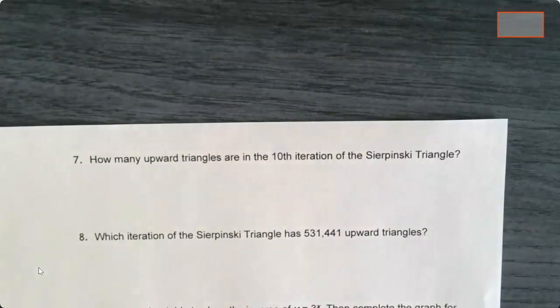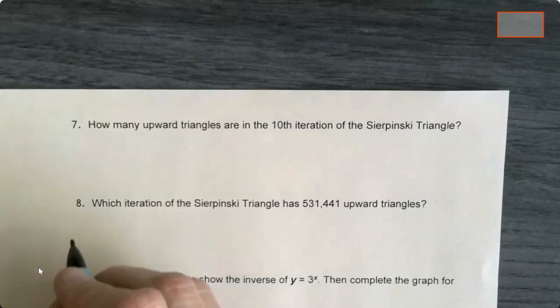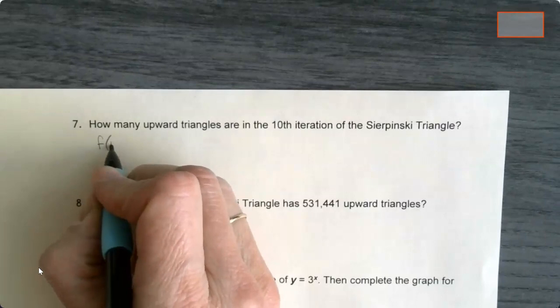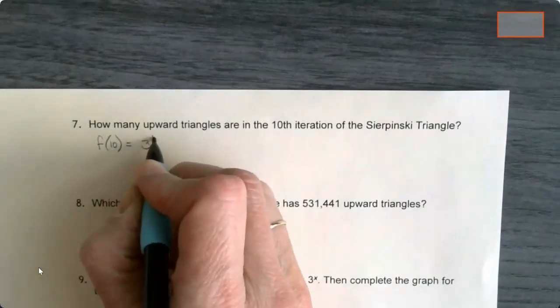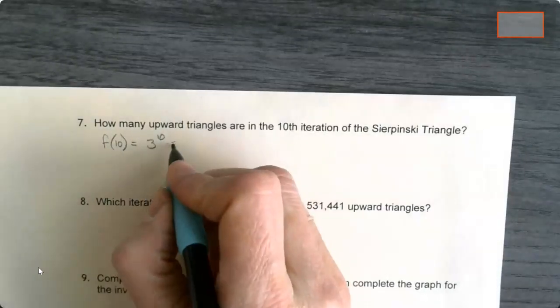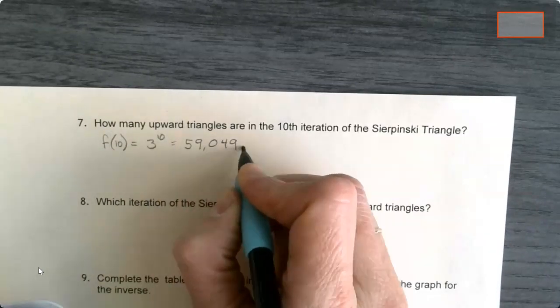Number 7 says, how many upward triangles are in the 10th iteration of the Sierpinski triangle? We could continue the pattern of the table, or we can use our function, f of 10. The 10th one is going to have 3 to the 10th power, and I would definitely want to grab a calculator at this point. There's going to be 59,049 triangles.